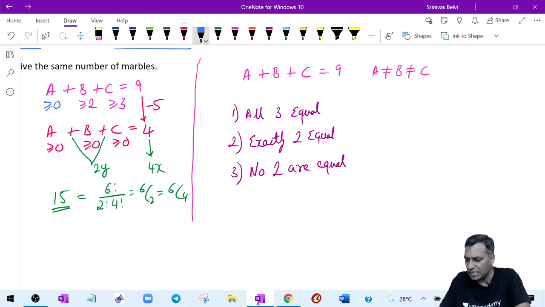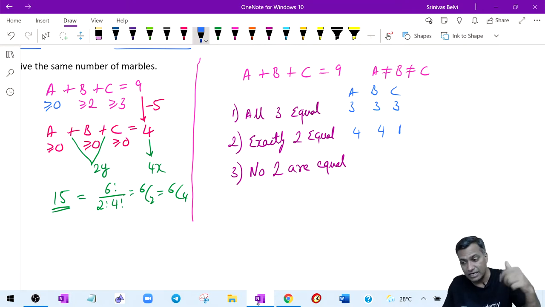For example, when they come and say that, hey, A, B, C, we all got 3 each, this is an example for the first case. For the second case, you may say that, hey, this is 4, 4 and 1. This can be an example of the second case. 2 of them coming and reporting that we got an equal number of marbles. The third case could be 0, 1 and 8. It is an example of the third case. These are the 3 cases.